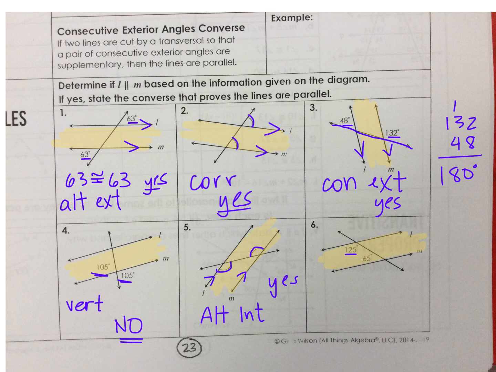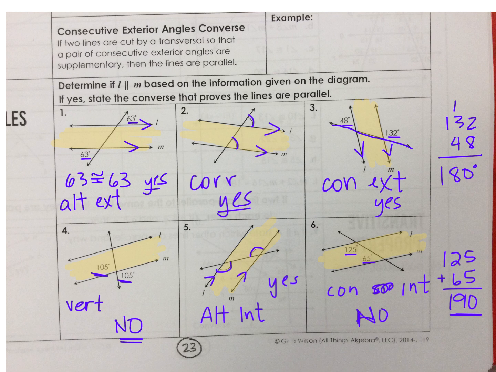All right, I've got, they're both inside, same side, so they'd be consecutive interior. And consecutive interior have to add up to 180. 125 plus 65 makes 190. So that is a no. Those are not parallel. Even though they look parallel, they're not, because that makes 190 and not 180.